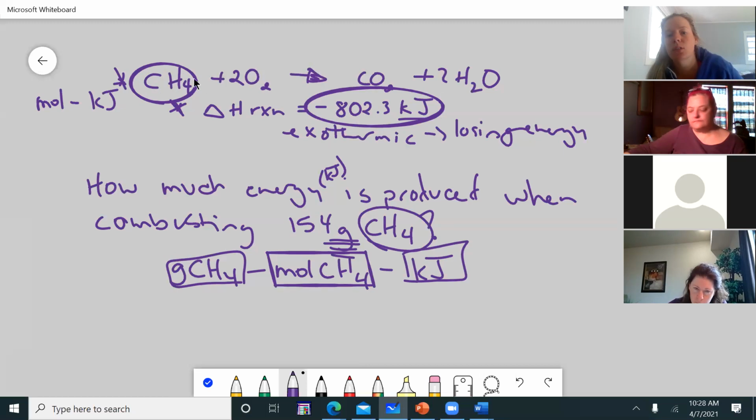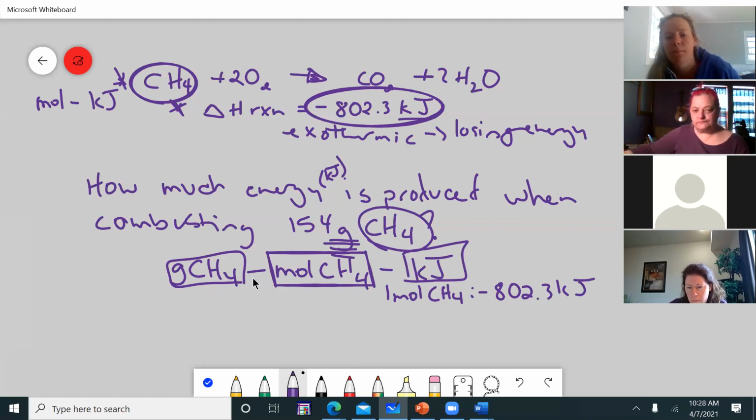How do these things relate to each other? Well, 1 mole of methane, and the reason I picked 1 was because the coefficient was 1. If we had been talking about oxygen, I would need to use the coefficient of 2. 1 mole of methane will always produce or yield 802.3 kilojoules as long as the equation is run efficiently.